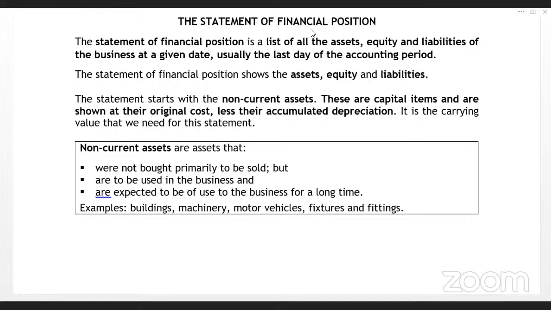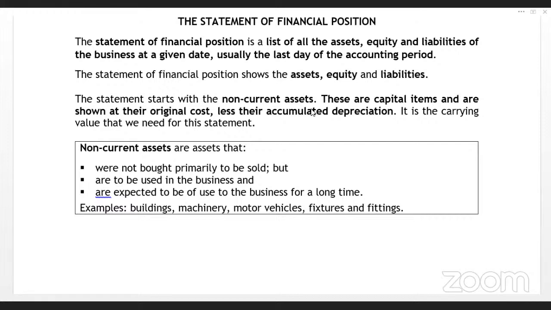So assets, as we are presenting them, we have to categorize into those two categories, non-current and then current. Now, the non-current assets, we present them at their cost, less accumulated depreciation. Why? Because they depreciate. We have to minus their accumulated depreciation when we are presenting them in the statement of financial position, or what we can call the balance sheet.